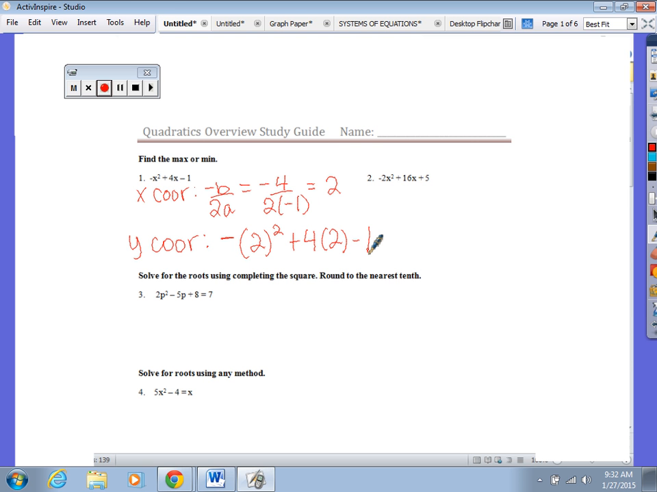And what do we get? 3. So, what is my vertex? 2, 3. Now, guess what? I'm not going to make you do number 2. So, you can X that. You don't even have to do that for homework.